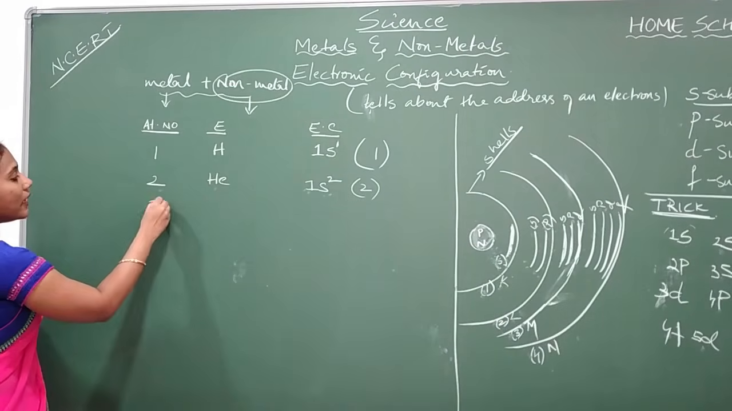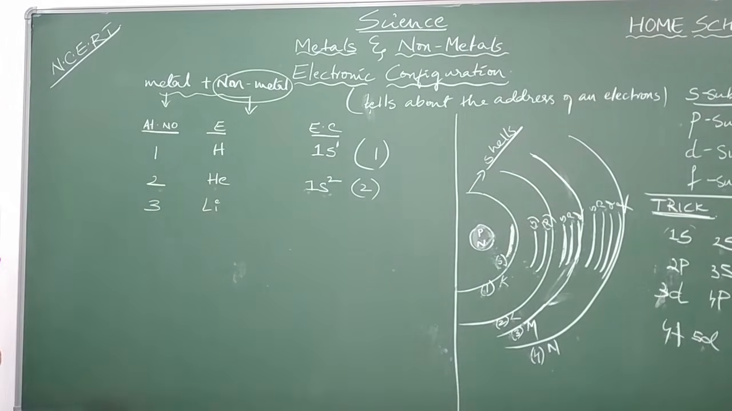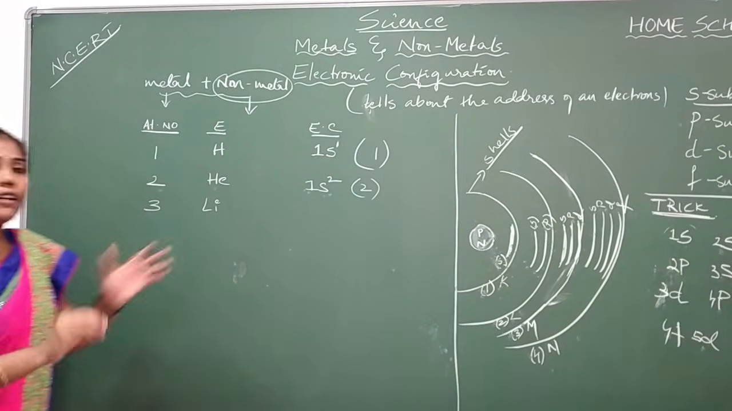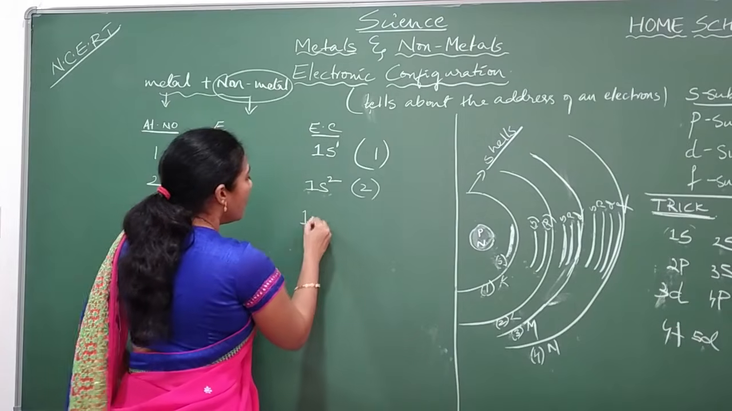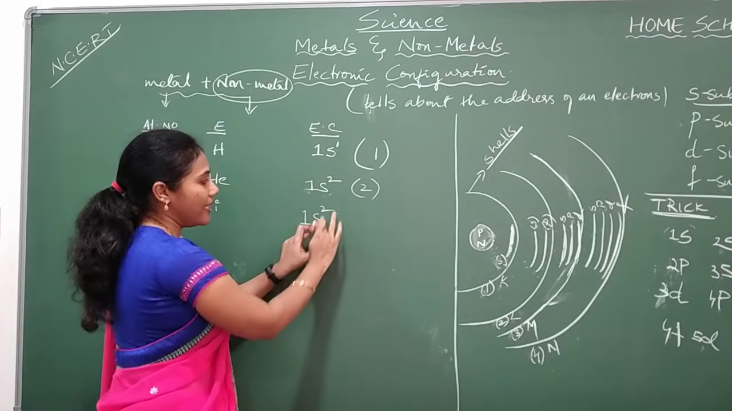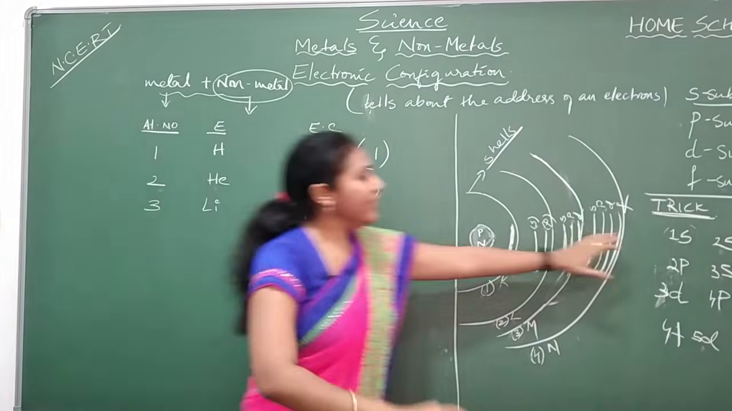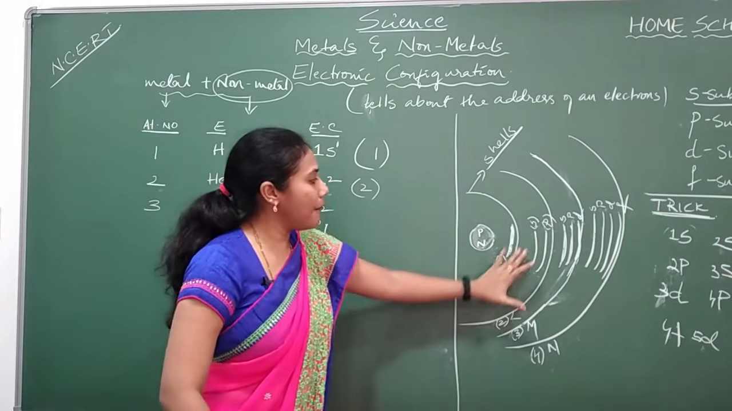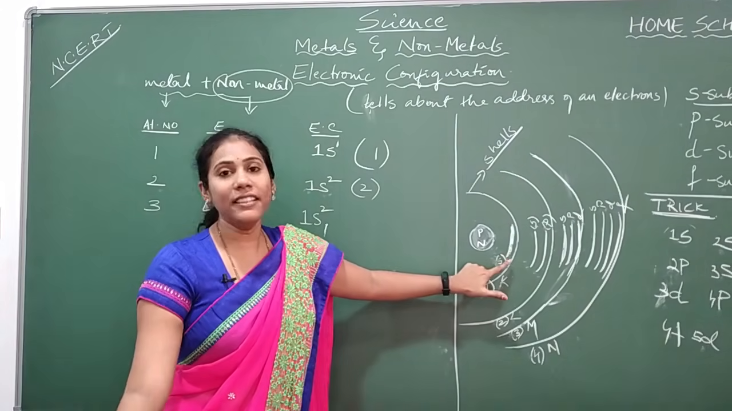And coming to the third element, lithium. So for lithium, how do you write the electronic configuration? 3 electrons are there. First 2 electrons will go to 1s only. So 1s2. In 1s, 2 electrons are filled. Put a comma. First 1s, that is the first shell, is completely filled now. Then it cannot accommodate any other electrons.